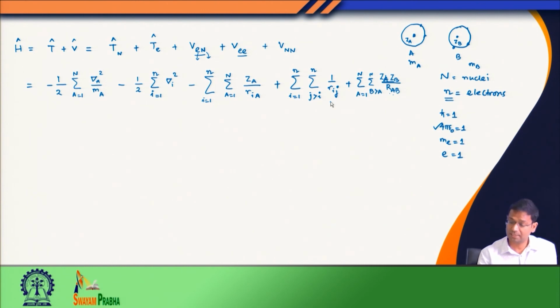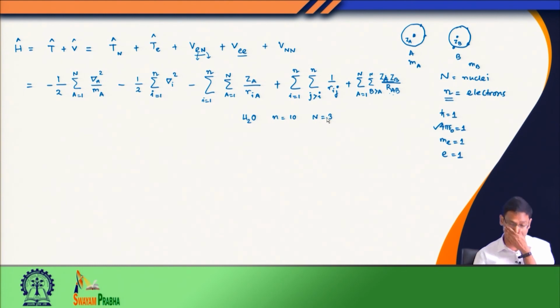So, I have now this Hamiltonian for a molecular system. Let us say I have a water molecule. I have 3 nuclei and 10 electrons. So, here small n equals 10 and capital N equals 3.